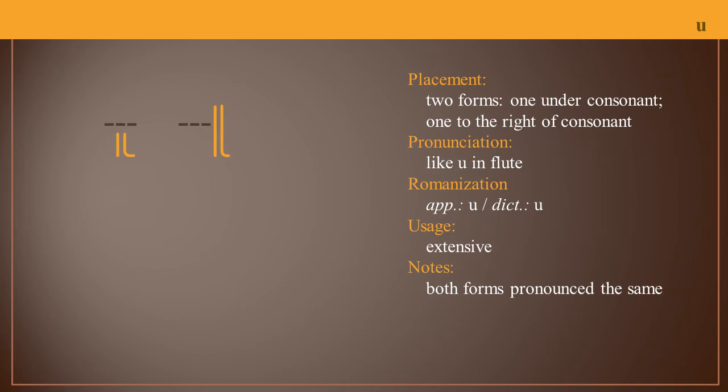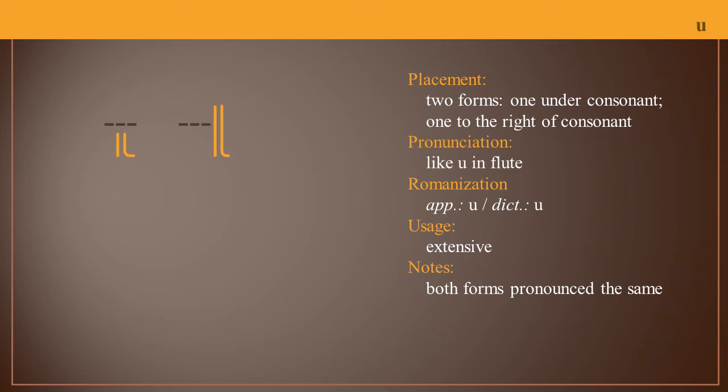Now you'll see this one looks very similar. There are two lines instead of one for each of these formats. Again, there are two different forms. One appears under the consonant, one immediately to the right of the consonant. The pronunciation is also very similar.